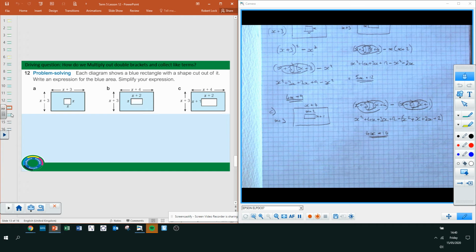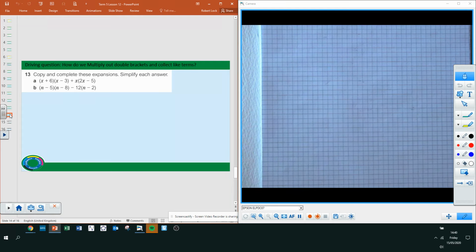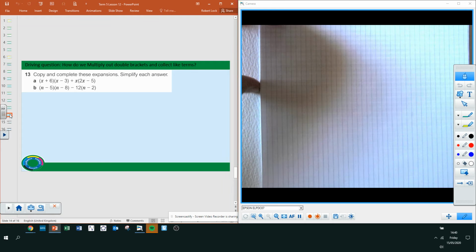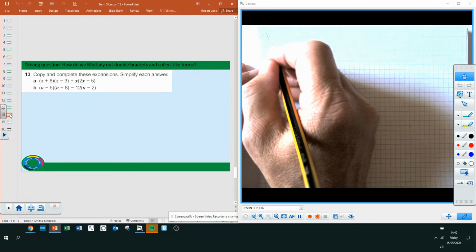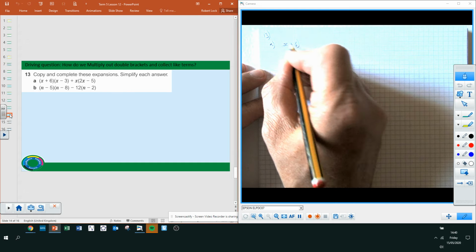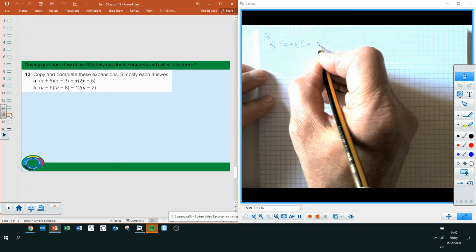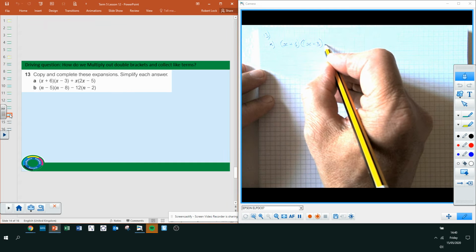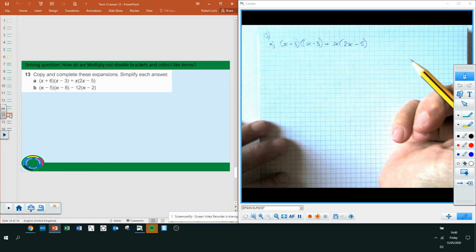How did you do? Copy and complete these expressions. Simplify your answers. A. x plus 6, x minus 3, plus x, 2x minus 5. Similar to what we just did.